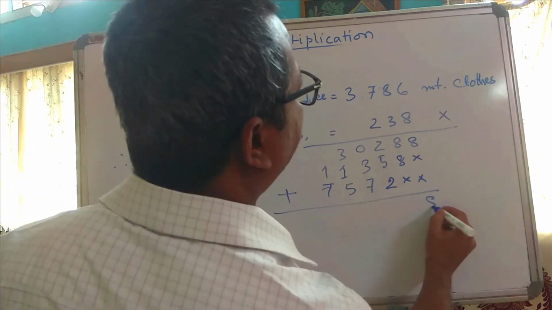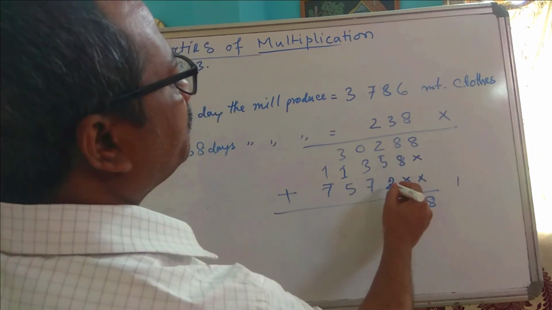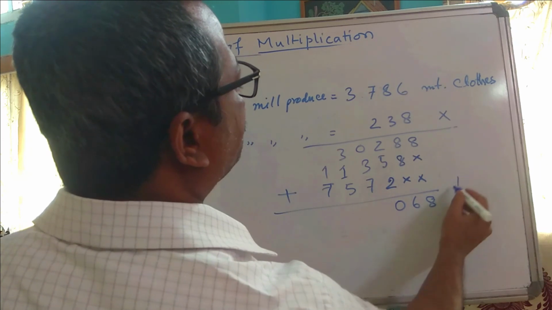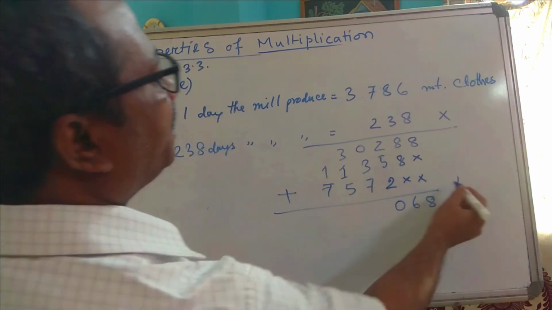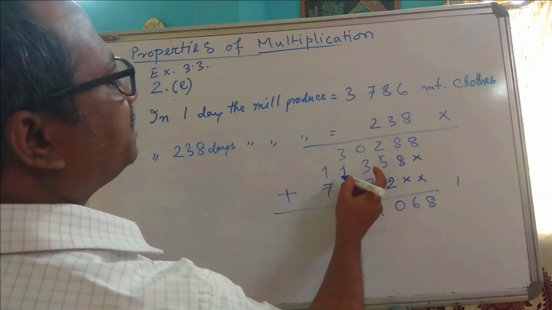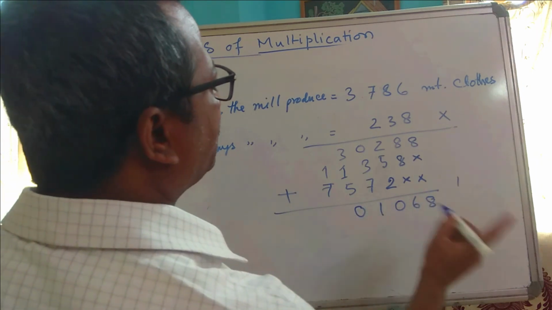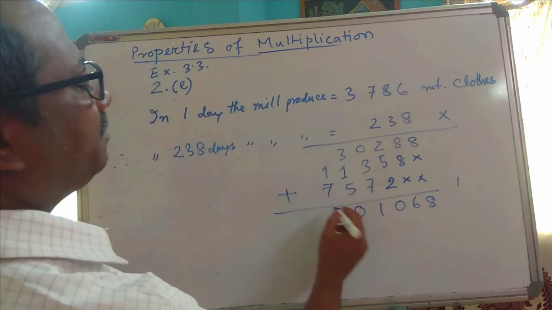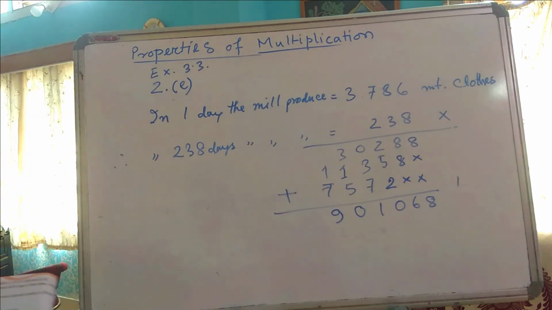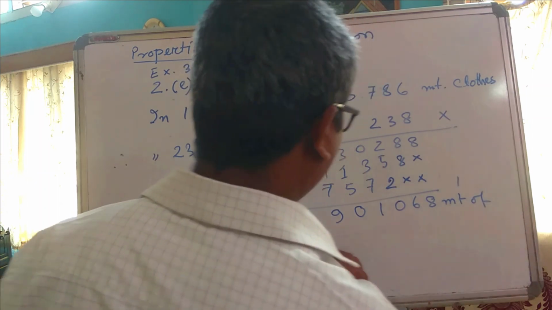8, 8 8, 16, 1 left, 5, 2, 7, 2, 9, 1, 10, 0, 1 left, 7, 3, 10 and 1, 11, 1 left, then 5, 1, 6, 7, 6 and 3, 9 and 1, 10, 0, 1 left, 7, 8, 9, 8, 1, 9, 7, 1, 8, 8, 1, 9. So this much meter of cloth the mill produced.